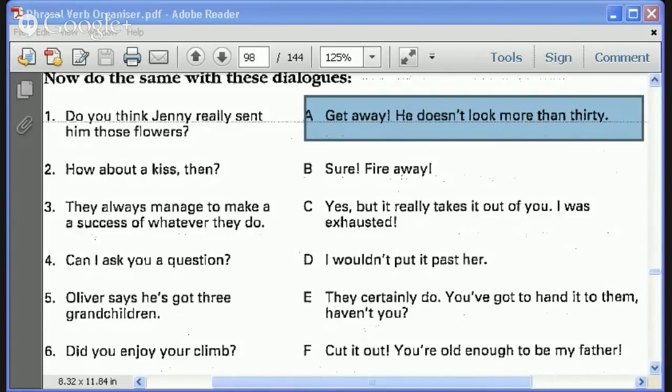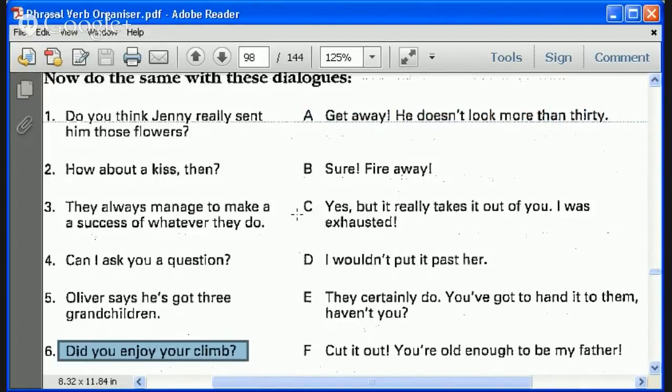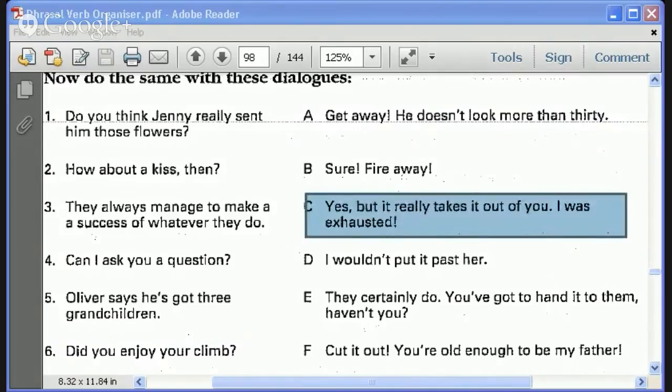All right. Where are we? Xingyu, last one here. Did you enjoy your climb? Xingyu keeps getting the last one. It's so easy. Yes. But it really takes it out of you. I was exhausted. Exhausted. Yes, okay, that is the correct choice.